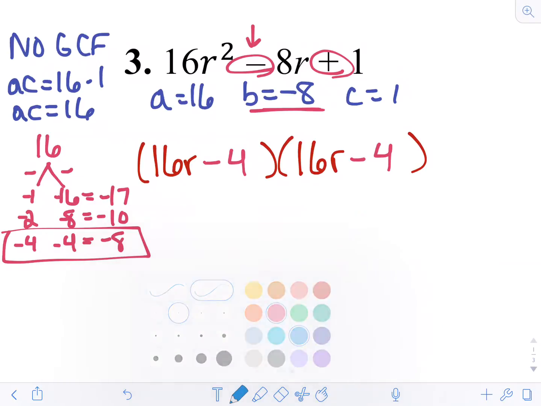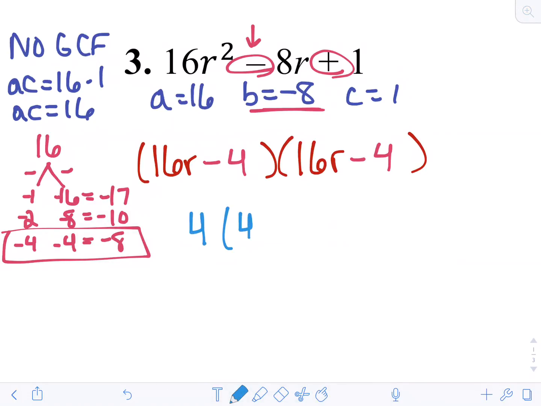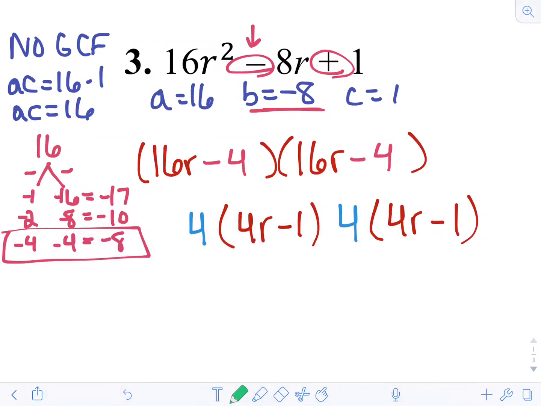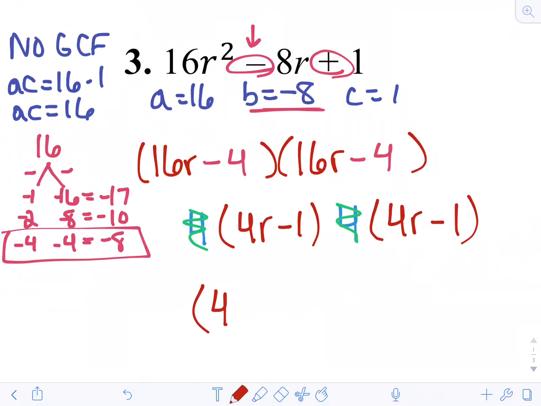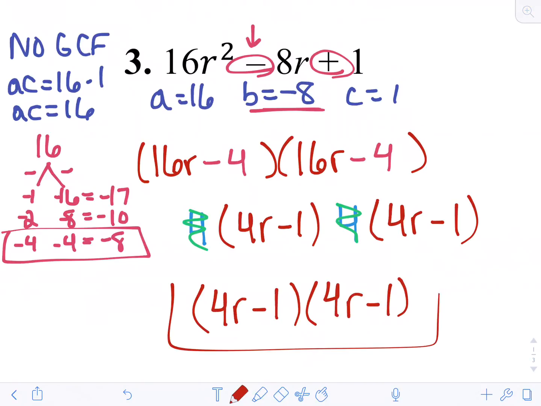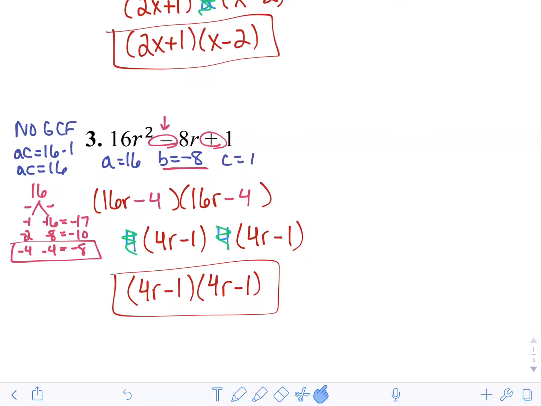Now we have to pull out any greatest common factor. Well, I can pull a 4 out here, so we end up with 4R minus 1. And I can pull out another 4, and what we have left over is 4R minus 1. Okay, so this is going to be trash. This is going to be trash. So your final answer here is 4R minus 1 times 4R minus 1. And again, you can always do the box method and check to make sure your answer is correct.